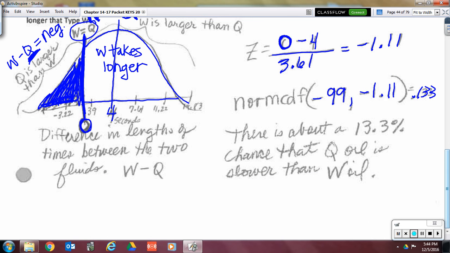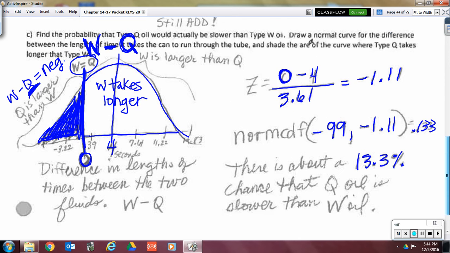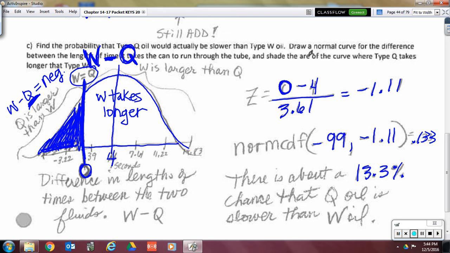So there's about a 31.33% chance that Q oil is taking more time than W. Okay, the Q oil is taking more time, or I guess is slower. All right. So you really need to put some thought, your brain power, into that, because there's a few of those on the warm-up.